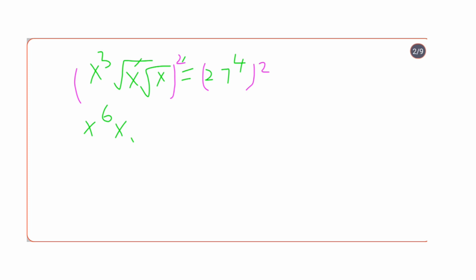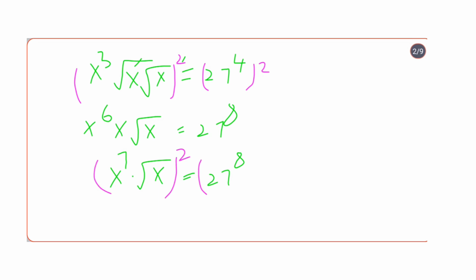x into x root x is equal to 27 power 8. So now x power 6 into x means x power 6 plus 1, means x power 7. x power 7 into root x is equal to 27 power 8. So again we have to square on both sides.